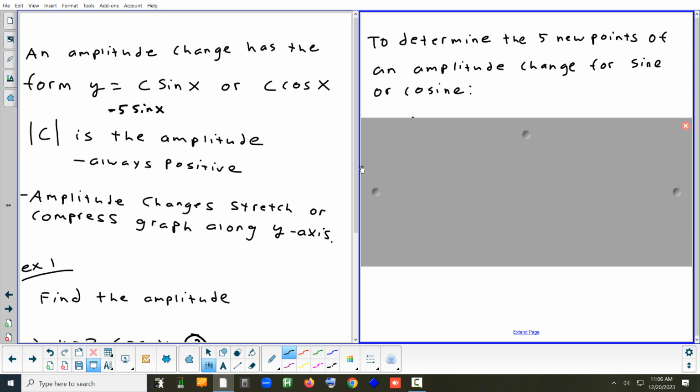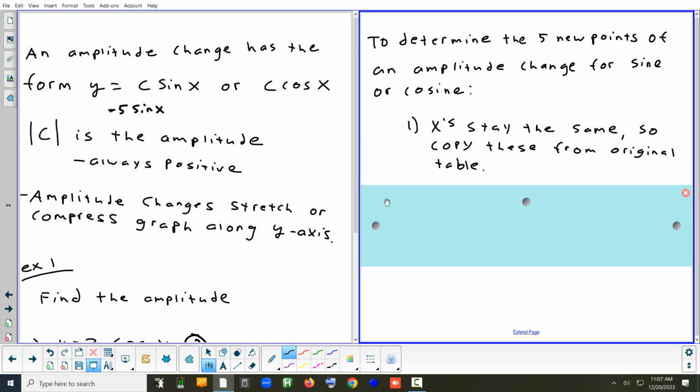So when we are trying to take those 5 points I gave you yesterday and change them for a vertical stretch, which column isn't affected by stretching vertically? Which column in the table stays the same? Yeah, the x's. Okay, so the x's are going to stay the same, and we copy those down from the original table. So copy the x's. So your x's are going to be 0, pi over 2, pi, 3 pi over 2, 2 pi. Okay, those are going to be your x's.